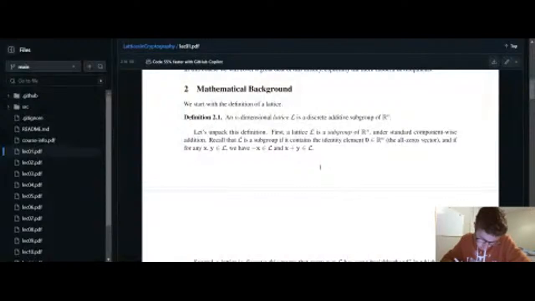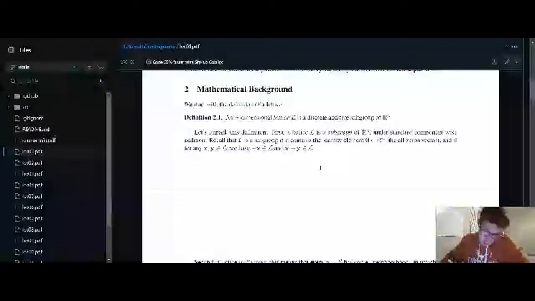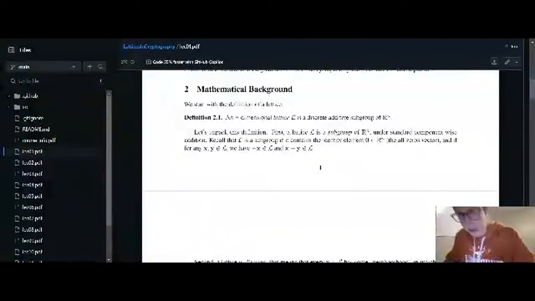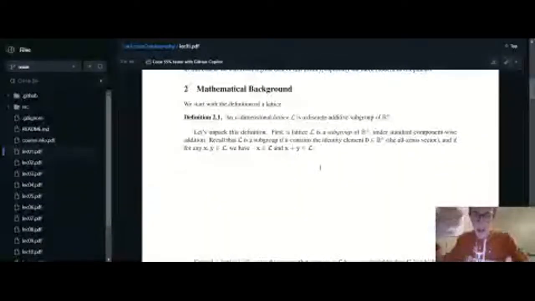Yeah, that's kind of tricky to understand at first, but it does make sense. So in other words, it's just saying for any x and y that exist in that lattice, negative x also exists in the lattice, and the addition of x and y is also in that lattice.